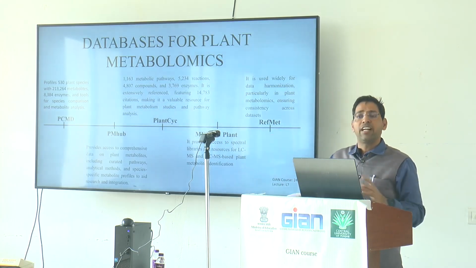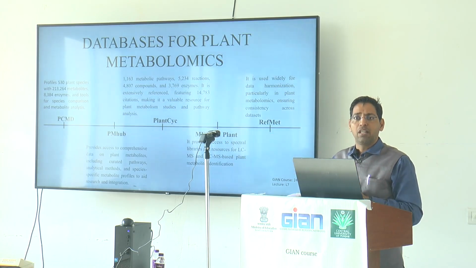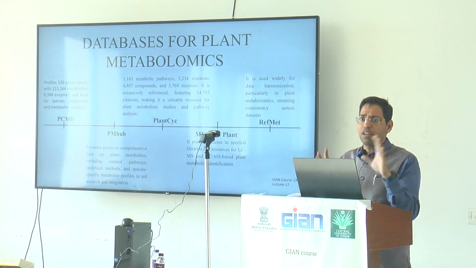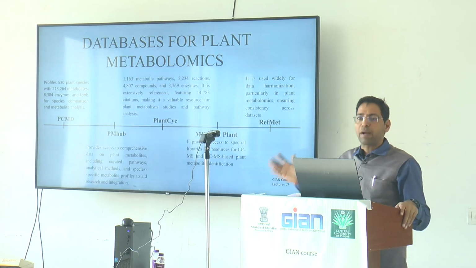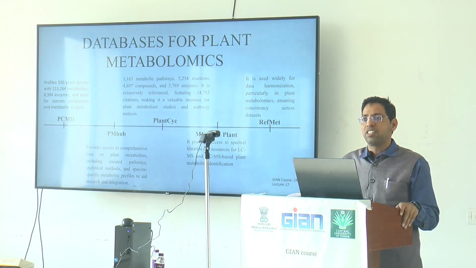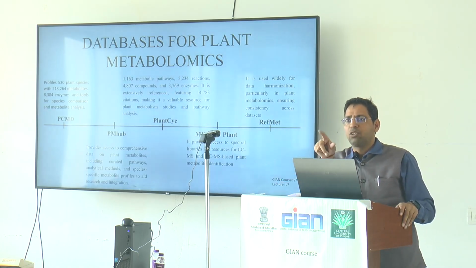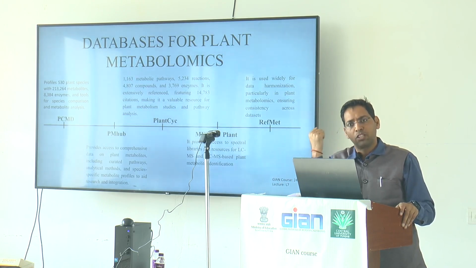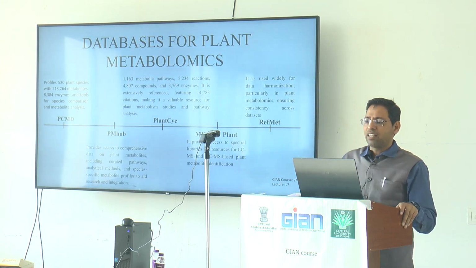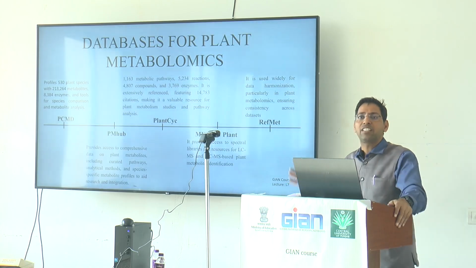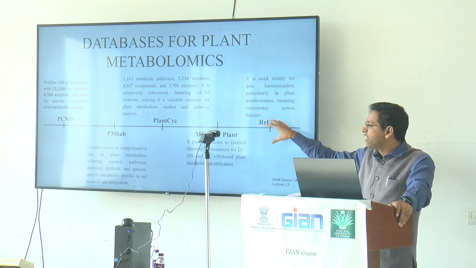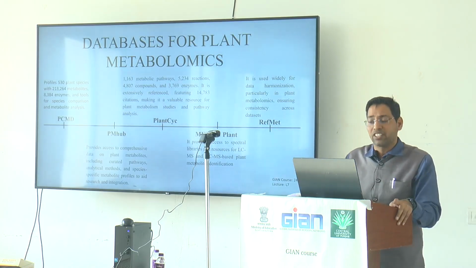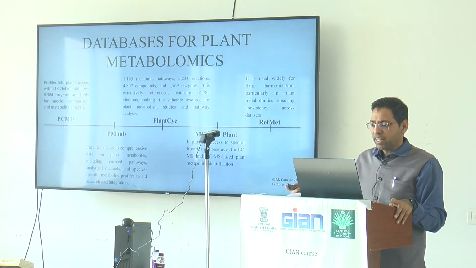Metlin is another one that is also very important for the plant databases. Actually, if you are working on plants, you must read about Metlin. It provides the spectral library of LCMS and GCMS data. If you are working on LCMS and GCMS, you must go ahead with Metlin at least. And RefMet gives data harmonization, particularly in plant metabolomics, ensuring consistency among the datasets.